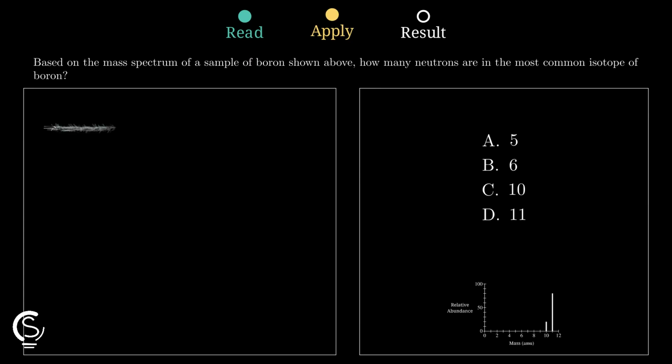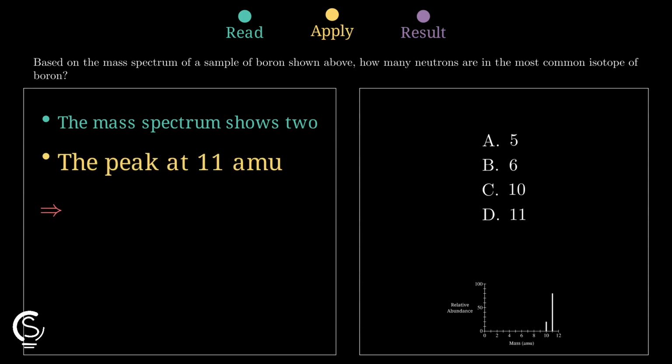Now use the particle counts. Boron always has atomic number 5, which means 5 protons, and mass number equals protons plus neutrons, so neutrons must be 11 minus 5. That gives 6 neutrons in the most common boron isotope, so the correct choice is option B, and the question is done.